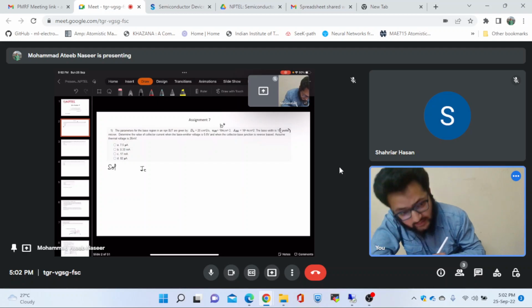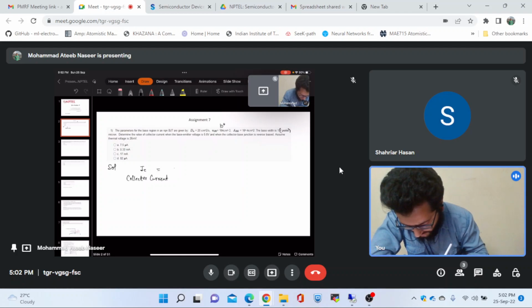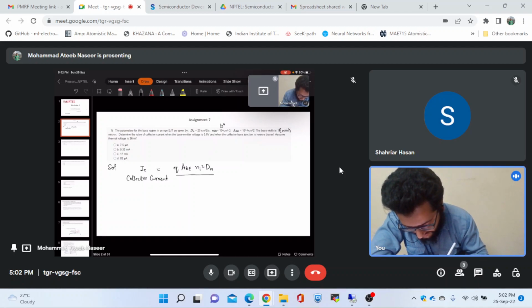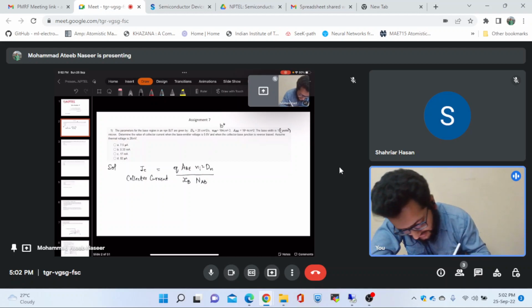This is the collector current, IC. It is given by Q times ABE, where this is the area of the base emitter, multiplied by the intrinsic carrier concentration into the diffusion constant divided by the base width, sorry, not the depletion base width, the base width, and multiplied by the carrier concentrations, and this whole will be multiplied by exponential of QVBE by KT minus 1.